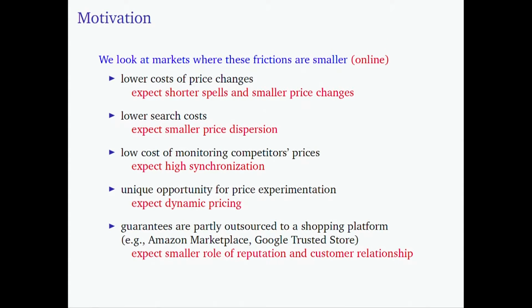Even now, some of us use phones and tablets to search for information. This wasn't really possible maybe 10, 15, 20 years ago. Because of this, with lower search costs, we would expect much lower price dispersion. What about checking competitors' prices for sellers? 10, 20 years ago, one had to go to a retail store and observe competitors' prices. Now it's done from the office. In the evening, just check prices and it's done. And then we would expect a much higher degree of synchronization.